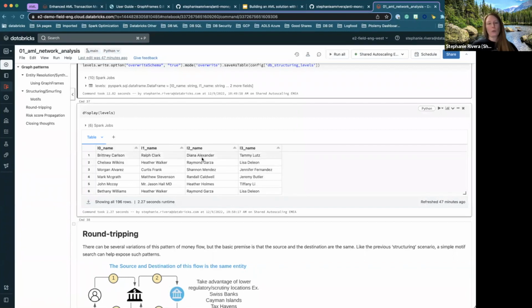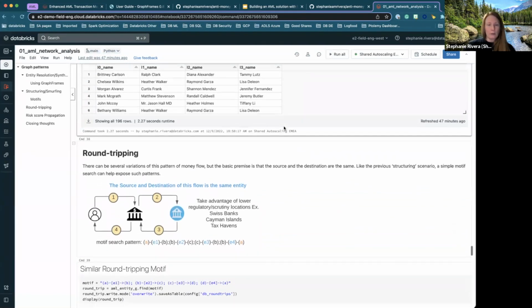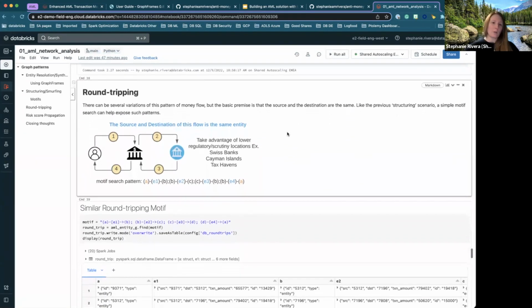From here, you can move forward with other types of analysis to see if there are regular folks that live at level 0 or level 1 or the final level. Do we ever have where level 0 is the same as level 3, which would look like something more like round tripping? So we'll move down here to round tripping. Round tripping is very similar to the previous one. Essentially, it starts from somebody, it moves around, and ends up back where it started.